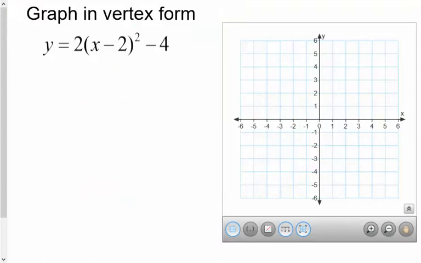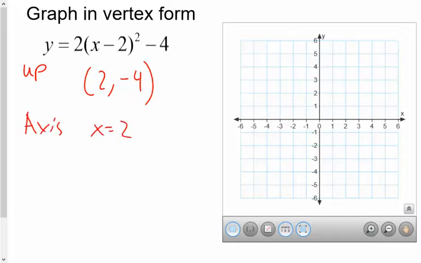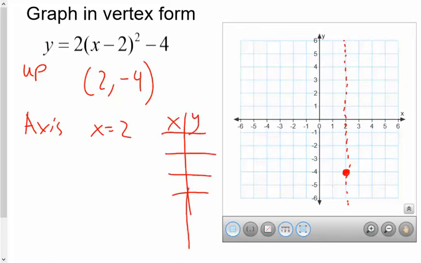Okay, I'm going to do one more. First, this one opens up. a is positive. My vertex is (2, negative 4). It's the opposite of negative 2, which is positive 2, and then negative 4. And the axis of symmetry is x equals 2. So we're going to plot that right there, x equals 2. And (2, negative 4) is my vertex. And then make my table. Very similar to a lot of the other graphing techniques. It just gives us different information.